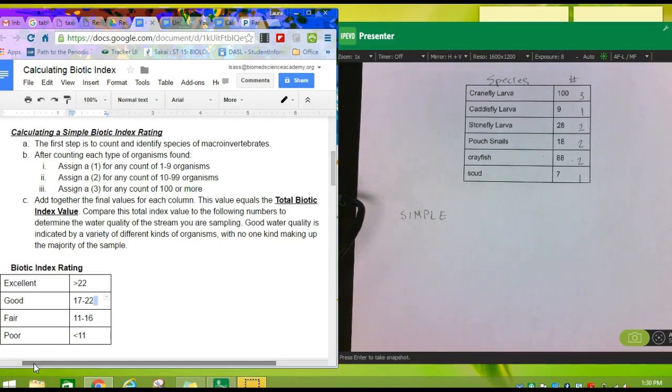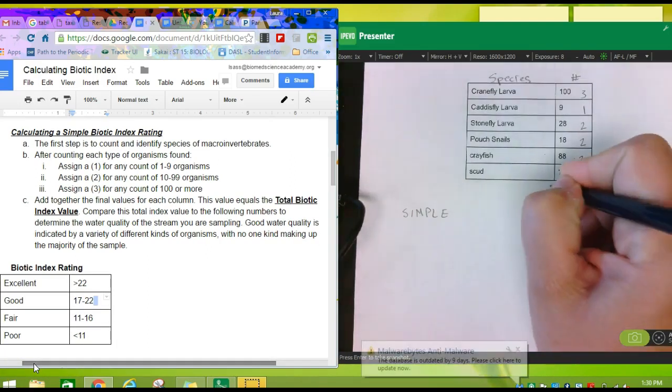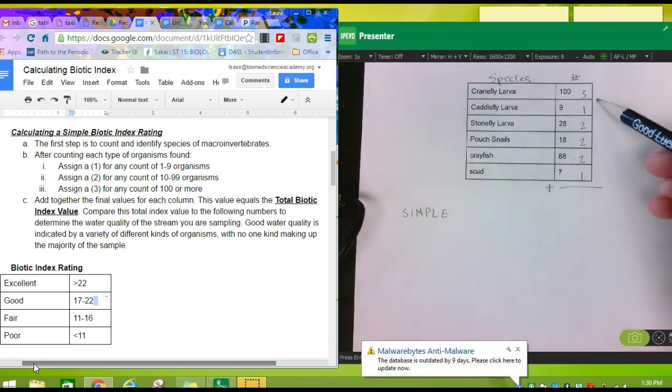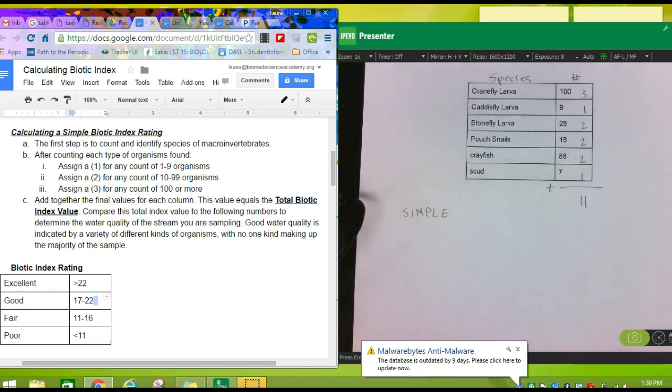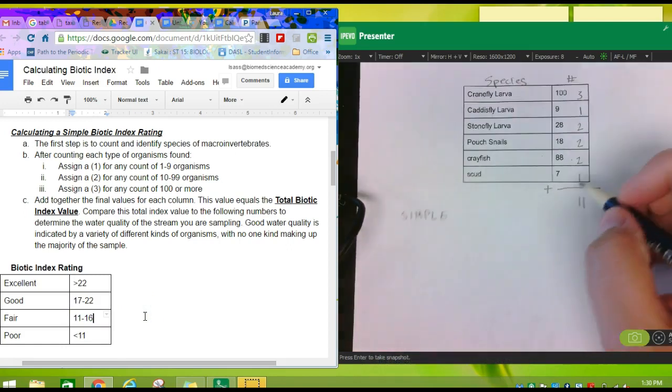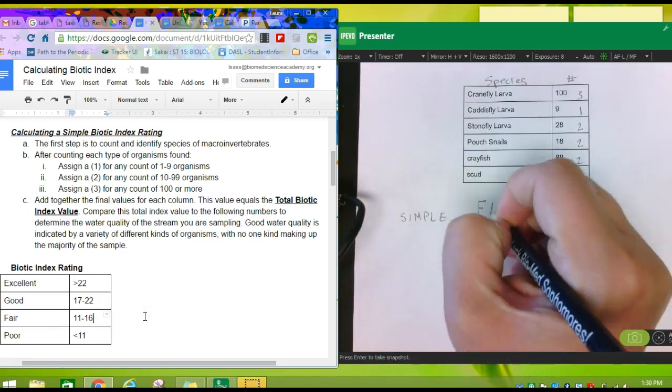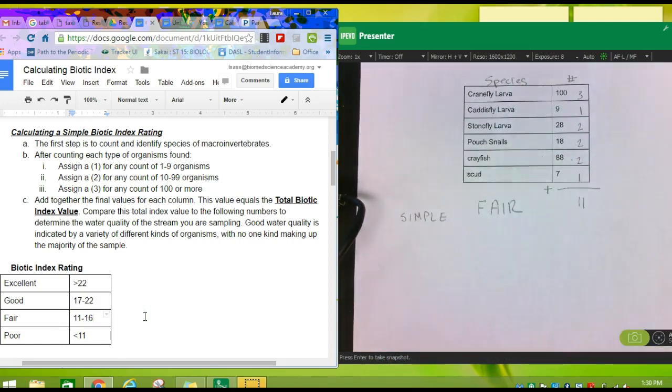So once we've assigned those numbers, we just simply add them together. So we have 3 plus 1 is 4, 4 plus 2 is 6, 6 plus 2 is 8, 8 plus 2 is 10, 10 plus 1 is 11. And if we look over here, we can see that that number 11 falls within that fair category. So then we would say that this water quality would be fair.